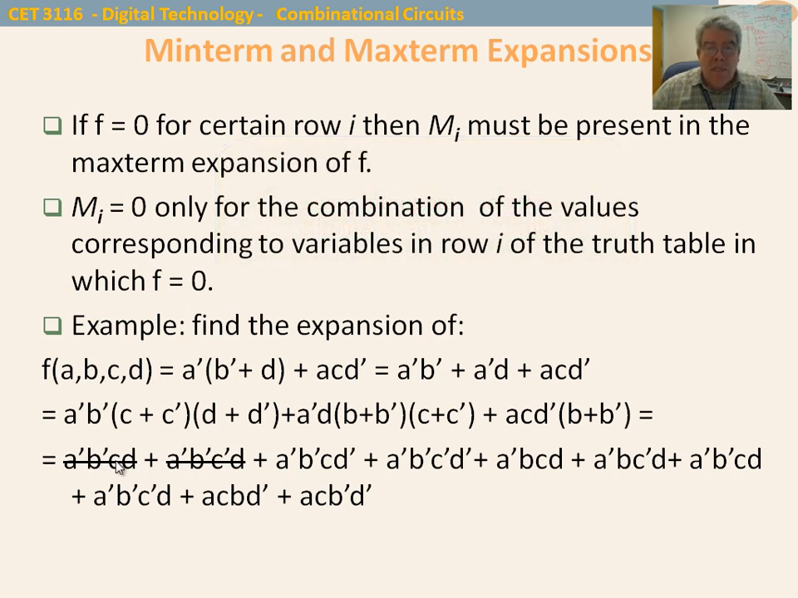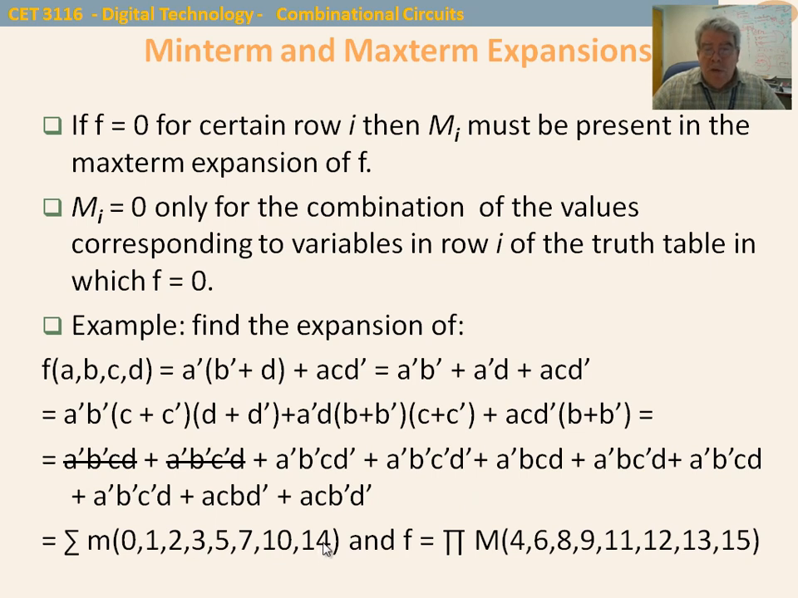For instance, A naught, B naught, C, D is repeated here, and let me see, that's also in here. A naught, B naught, C naught, D is repeated here. And apparently there's no other repeated term. So we get rid of the repeated terms, and this is what we have. This is the expression for the min terms. We have the min term 0, which is this, A naught, B naught, C naught, D naught. We have the 1, which should be A naught, B naught, C naught, D.